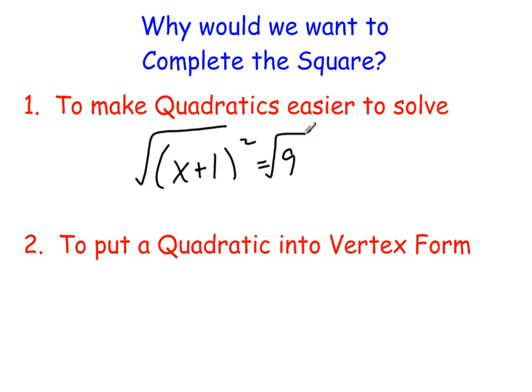And also to put a quadratic into vertex form. In our next section, 4.7b, we're going to talk about when we have a quadratic in a times x minus h squared plus k, which we've already actually graphed, but now we're going to actually take quadratics from standard form and place them into vertex form. And we need this process of completing the square in order to do that.